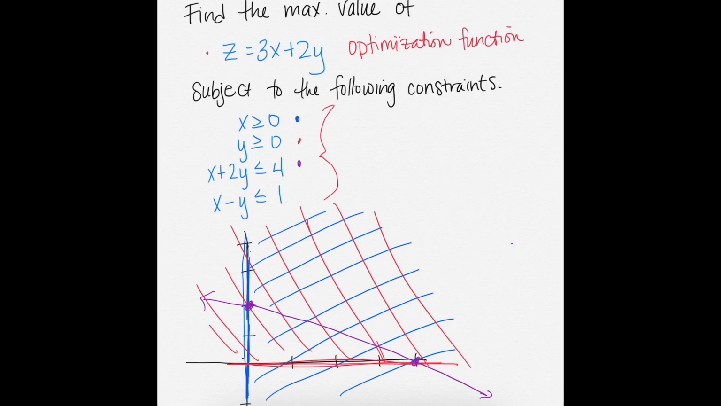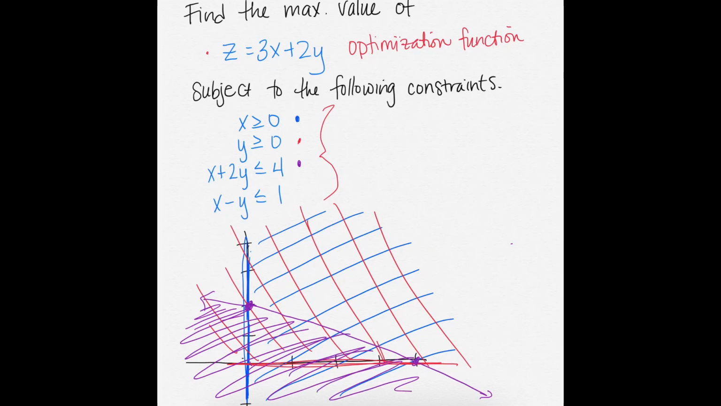And we know that this one has to be less than or equal to. So you can pick a point to figure out where you're going to shade. I'm going to go with 0, 0. So 0 plus 0 is less than or equal to 4. That is a true statement. So I know that my shading here would be down here. It's getting to be a little bit of a mess.